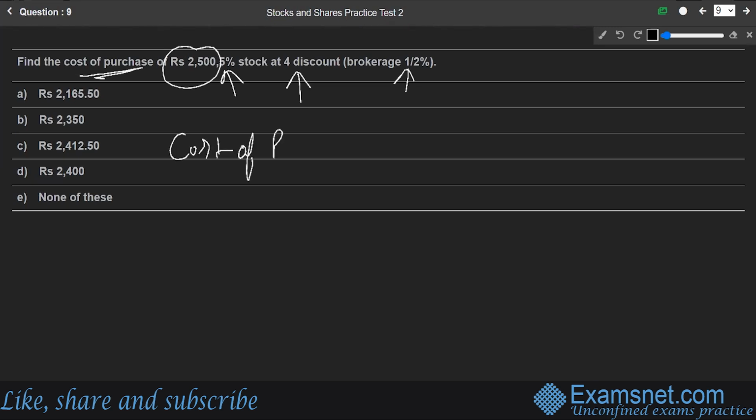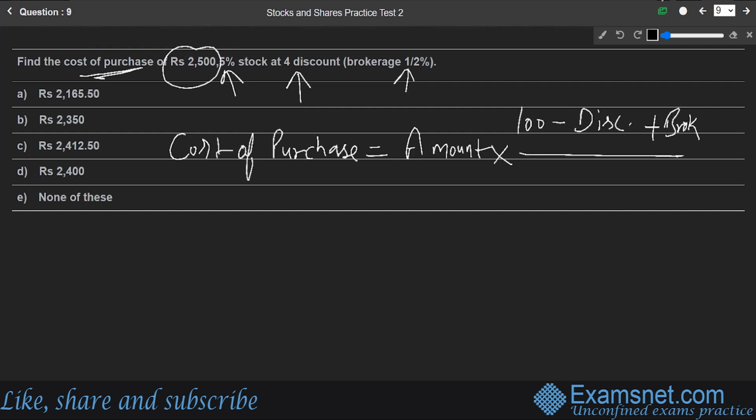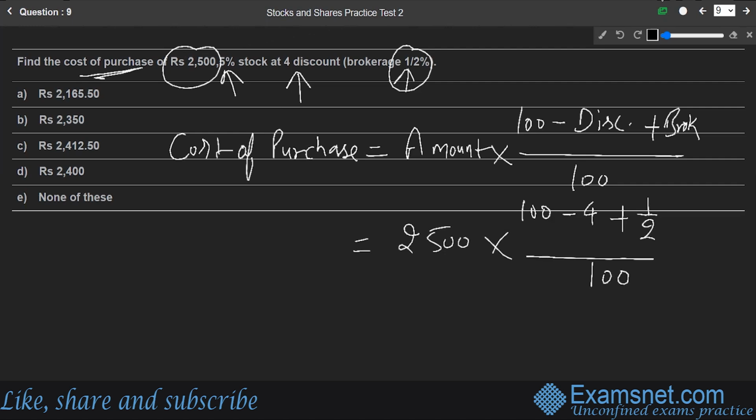So the purchase cost formula can be understood as a simple formula, that is amount or the investment, multiplied by 100 minus discount value plus the brokerage that is to be given to the dealer, divided by 100. So this is the simple formula for cost of purchase. Let us put in our values. Amount is nothing but the investment given as 2,500 multiplied by 100 minus discount value, given as 4 rupees. So 4 plus the brokerage value is given as 1 by 2. So we'll write 1 by 2 multiplied by 100.